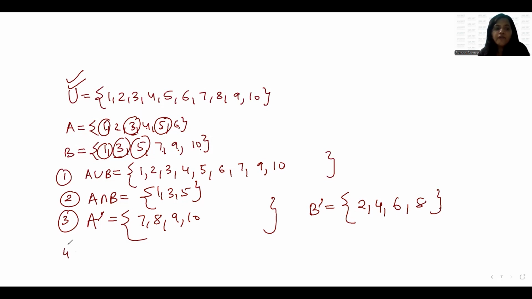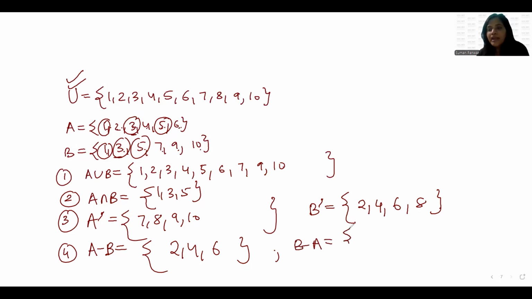All right. Number 4, A minus B. A minus B means I have to remove the elements of B from A. So A has 1, 2, 3, 4, 5, 6. And what are the common elements? 1, 3, 5. So I will be left with 2, 4, 6. Similarly, let's do B minus A. So B minus A means I have to remove the elements of A from B. So again, remove the common elements, leaving 7, 9, 10. These are called operations on sets.